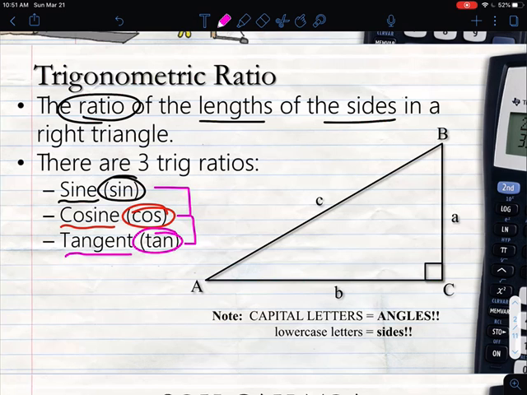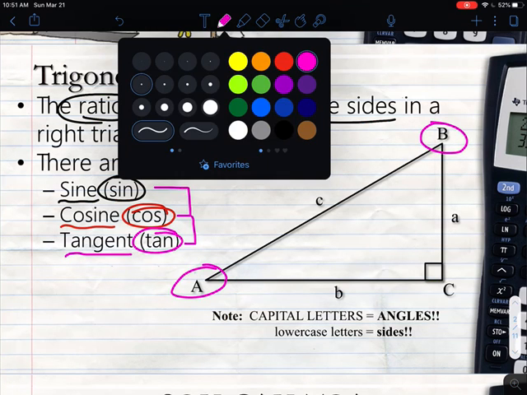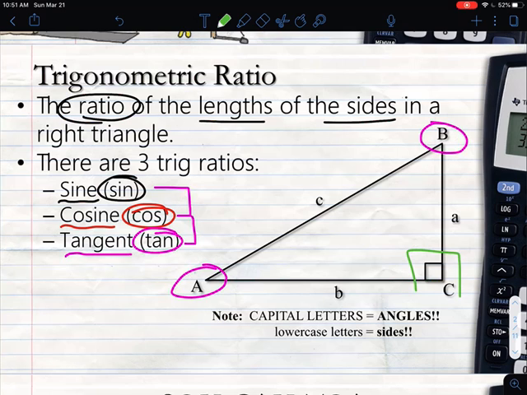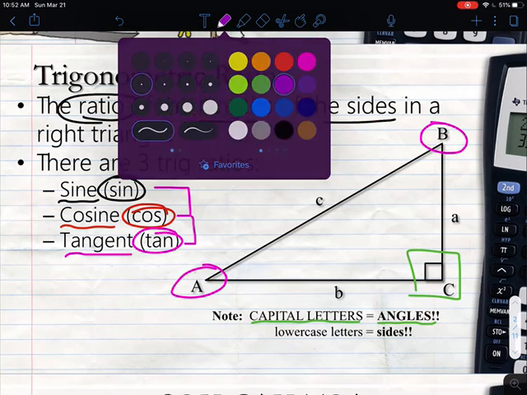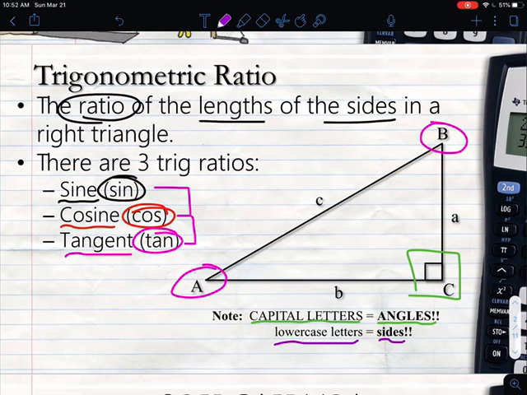Now in a right triangle, typically you're going to have two acute angles, so A and B, and you're going to have a right angle, which in this case we labeled C. When we look at the triangles, typically they're going to be labeled, and it's important to note here that capital letters always correspond to angles, so any angle is going to have a capital letter associated with it. A lowercase letter is going to go to the sides. So any of the sides are going to be labeled with lowercase letters.